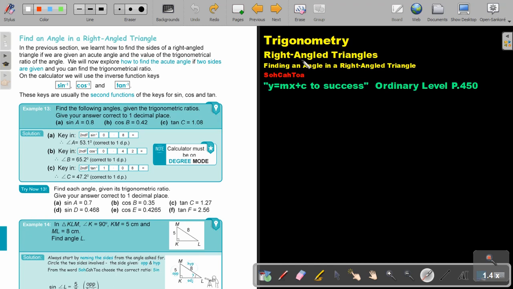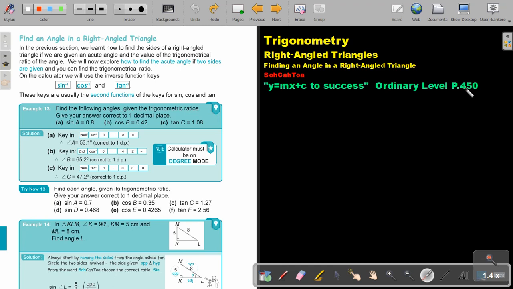Trigonometry, right-angled triangles. In this video, we are going to focus on finding an angle in a right-angled triangle. In the previous videos, we were finding a side in a right-angled triangle. But in this one, we're going to find an angle. They will only give you the 90-degree angle, and you must find one of the other two angles, or both. We're still going to make use of SohCahToa.